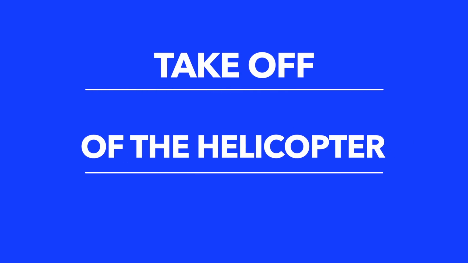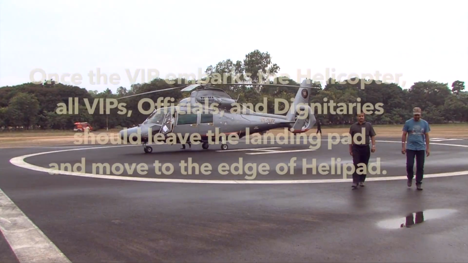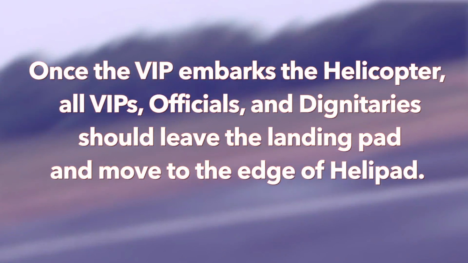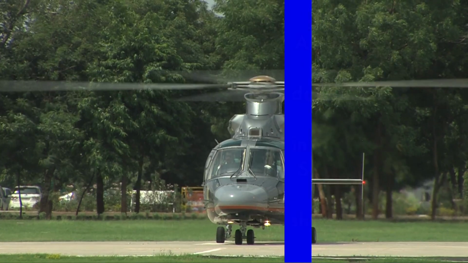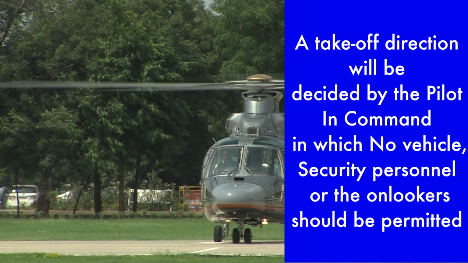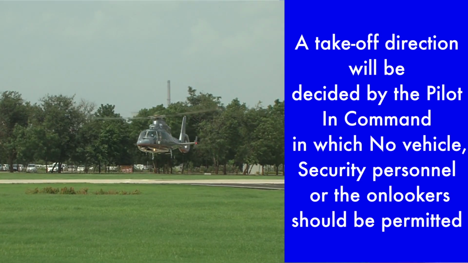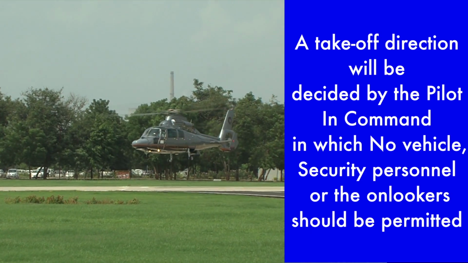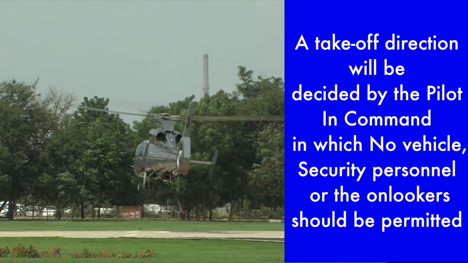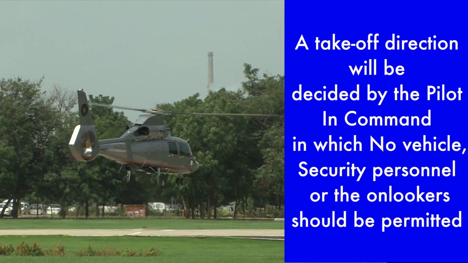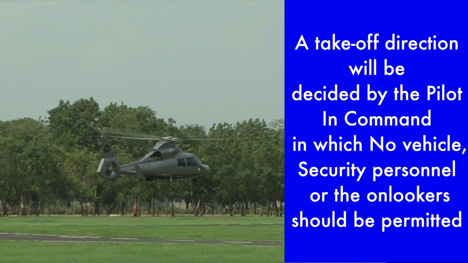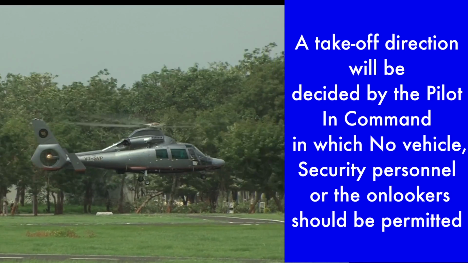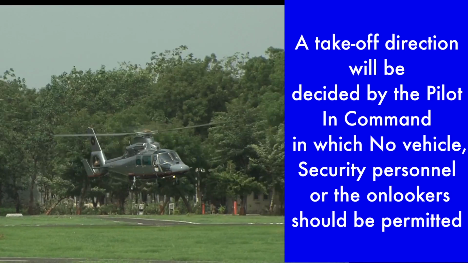Takeoff of the helicopter. Once the VVIP embarks the helicopter, all VIPs, officials and dignitaries should leave the landing pad and move to the edge of the helipad. The takeoff direction will be decided by the pilot in command, in which no vehicle, security personnel or onlookers should be permitted. He may pick up the helicopter, then turn and go back to ensure the distance requirement for eventualities, and then move and take off.